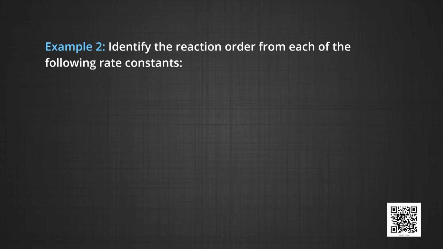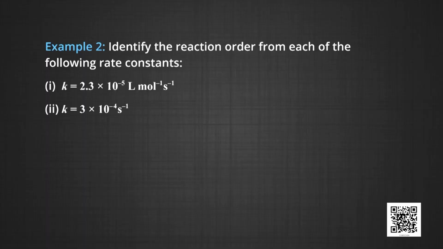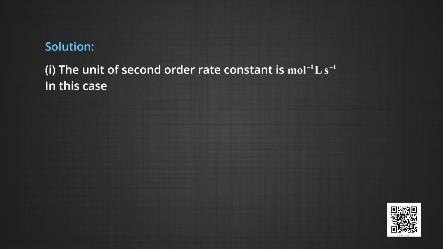Another example in front of you. Identify the reaction order from each of the following rate constants. Now, you have been given the value of the rate constants, and by using the units, you have to find out the order of the reaction. The first part, the given value of K is equal to 2.3 into 10 raised to power minus 5 liters per mole per second. And the second part, K is equal to 3 into 10 raised to power minus 4 per second.